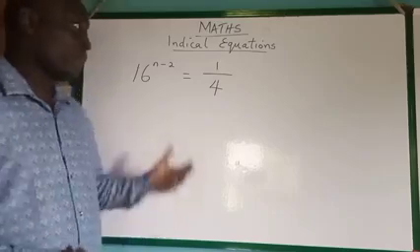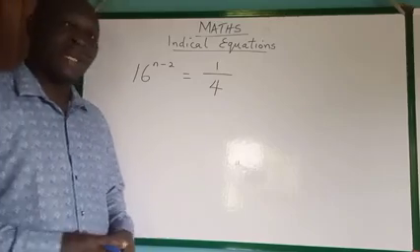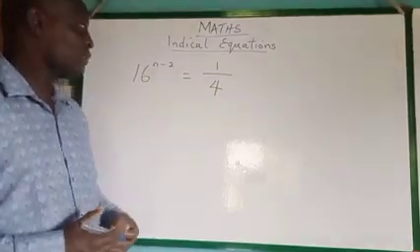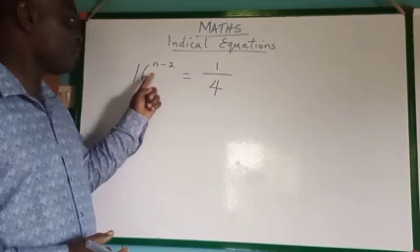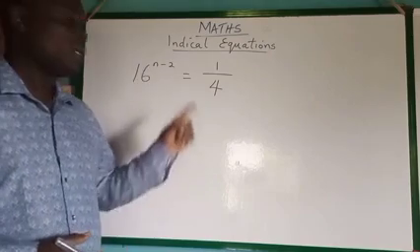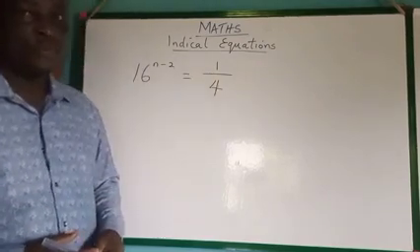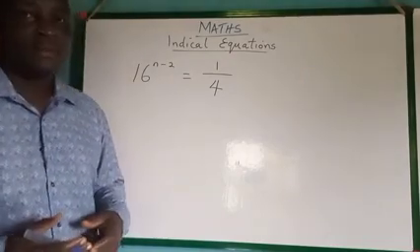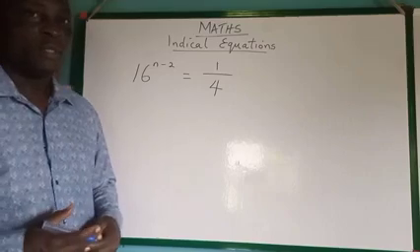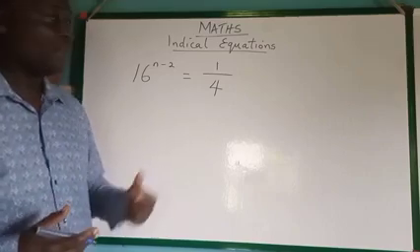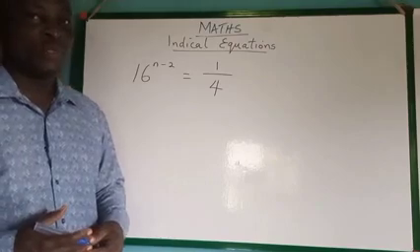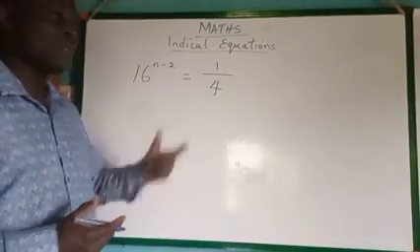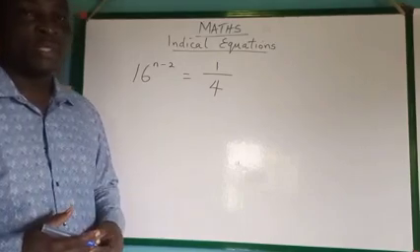Let us look for the value of the unknown n. As you can see from the board, we have an equation: 16 raised to power n minus 2 is equal to 1 all over 4. How do we get the value of n from this equation? Like we can see, we have an identical equation in this place. That is, these are equations that has to do with indices.